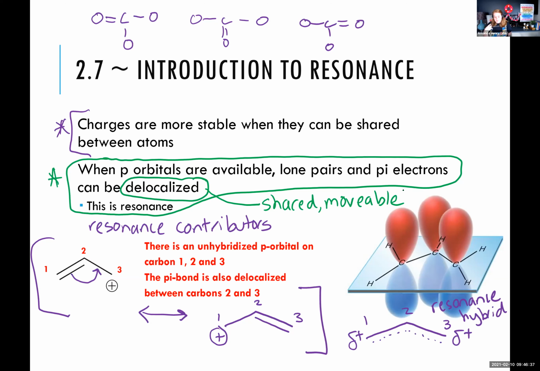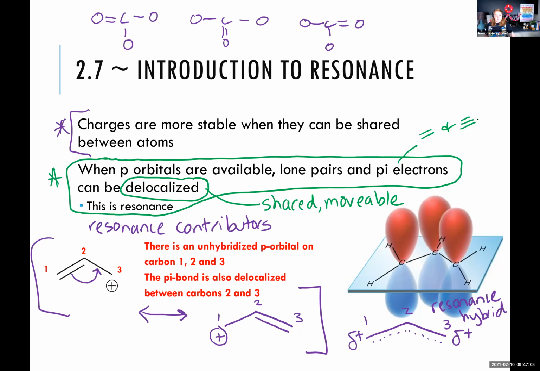Now this only happens with lone pair electrons and pi electrons. So we talked about pi bonds on Monday, but remember pi bonds are when we have a double bond. One of those bonds is a pi bond. If we have a triple bond, 2 of those bonds are a pi bond. So this will only happen with double and triple bonds. So let's look at some more specific examples.